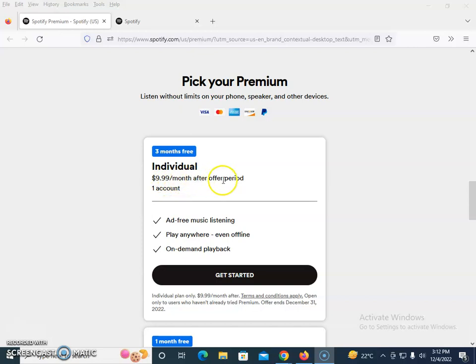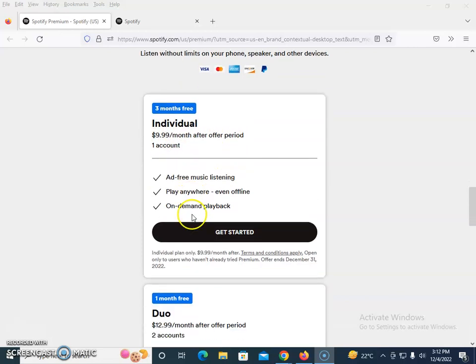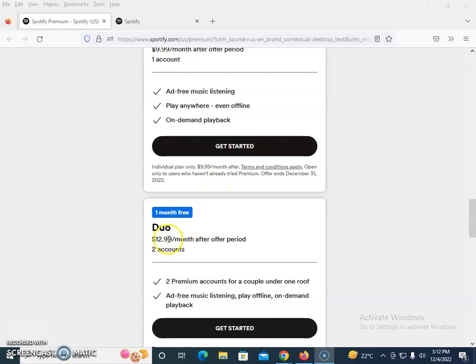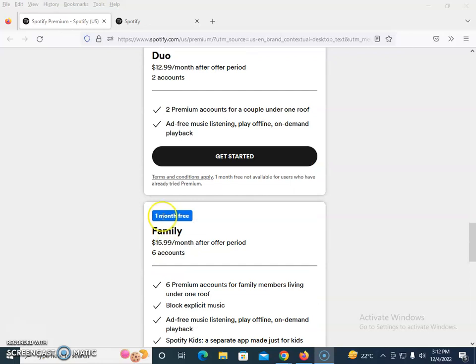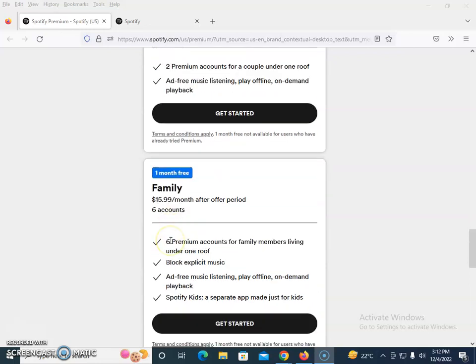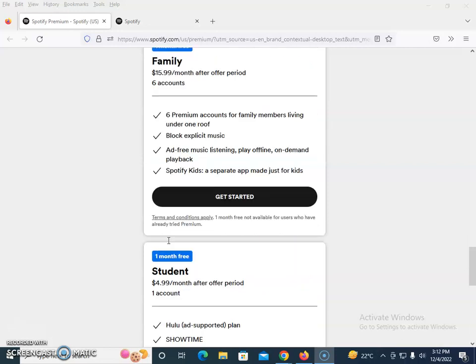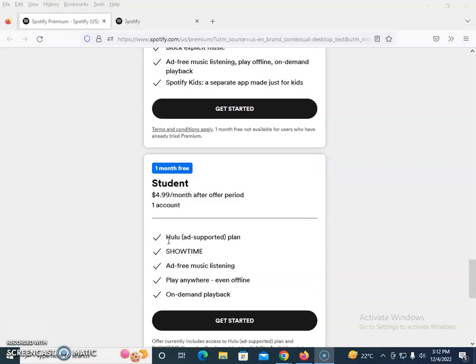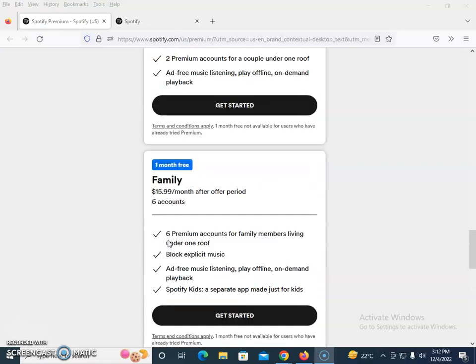Okay, procure premium. The premium offers include, first, $9.99 per month after the offer for one account. This is the basic plan. Then you have the Duo, which is $12.99 and includes two accounts. Then you have a one month free family account, which is $15.99 per month after.